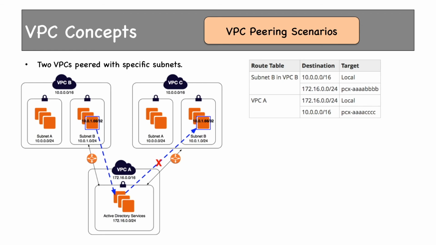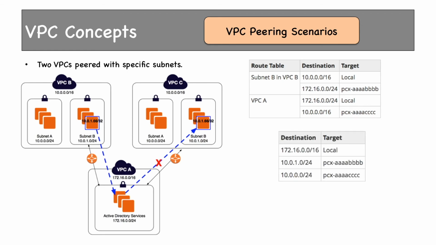How to avoid this type of conflict? You can add a specific route to VPC A's route table, saying that any traffic destined for 10.0.1.0/24 should be targeted to the peering connection between A and B. And more generic traffic destined to 10.0.0.0/24 should be targeted to the peering connection between A and C.